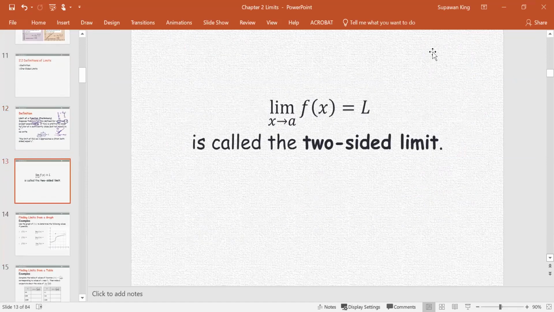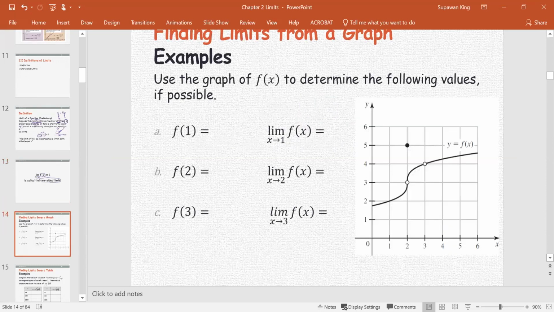Now, if you see this notation, the limit of the function f as x approaches a, a is just a plain number that can be negative, positive, or 0. This limit approaches value L. This version is called the two-sided limit. What does two-sided limit mean? That means coming from both directions on the graph. We're going to see the graph here.